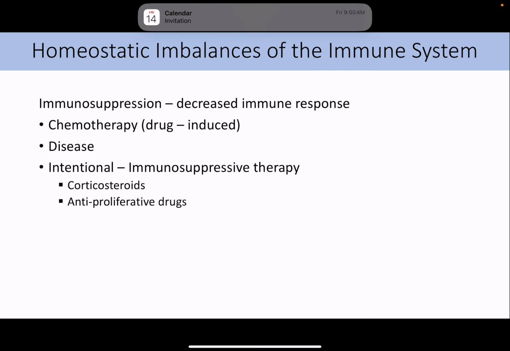But then it also can be intentional. So we talked about immunosuppressive therapy, where you can take corticosteroids to suppress your immune system, to lower your chance of rejecting a transplanted organ, or to decrease inflammation. Maybe you have rheumatoid arthritis, so you have lots of inflammation going on. You can take certain anti-inflammatories to help with those symptoms. Yes, it will lower your immune system, but your immune system is what's causing the rheumatoid arthritis anyway. Anti-proliferative drugs stop white blood cells from being produced, like in the case of leukemia. These are all going to be intentional though.